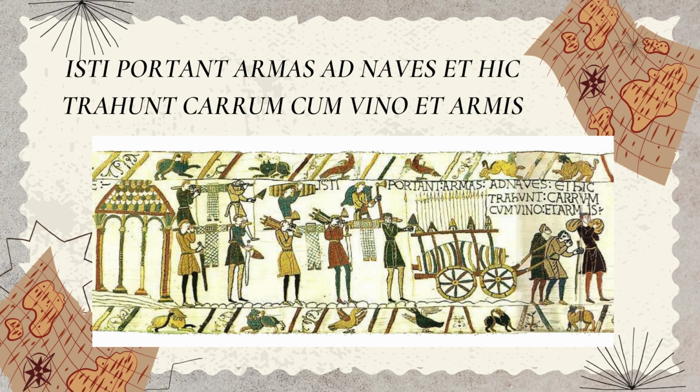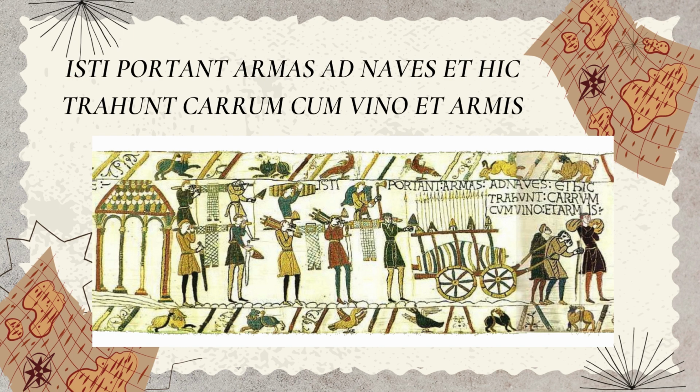So these men, isti, carry, portant, arms, armas, weapons, to the ships. You can see that's what they've got, a bunch of spears and different things. It almost looks like they've got swords in their hands if you zoom in. So they're bringing weapons to the ships. And here, a little bit off to the right, they drag, trahunt, a carrum, which is a cart. Think like a carriage. They drag a carriage or a cart, cum vino et armis, so with weapons and wine. Cum vino. So hey, if you're going to go invade England, you got to bring the wine.